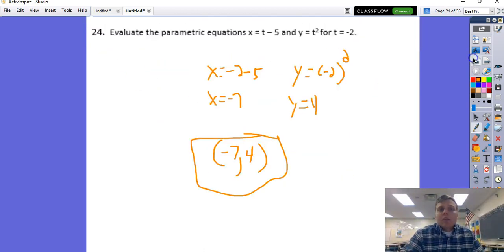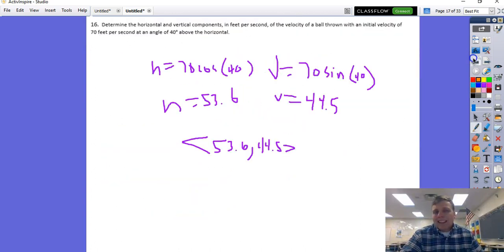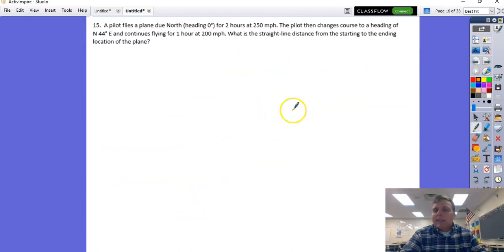However, I skipped over 15 because I'm not sure I ever addressed a problem exactly like this, but it's definitely still a doable problem. Okay? So I do still expect you guys to be able to figure it out. Alright? It says a pilot flies a plane due north, heading 0 degrees, for 2 hours at 250 miles per hour. Okay, first pause and think about how many miles that is. Okay? That's 500 miles. That's an important piece of information. We'll talk about why in a second.